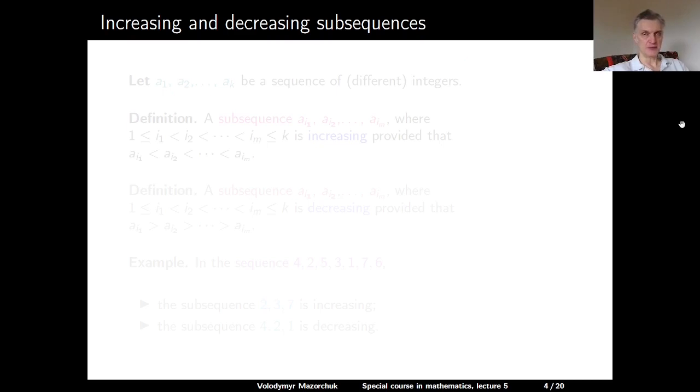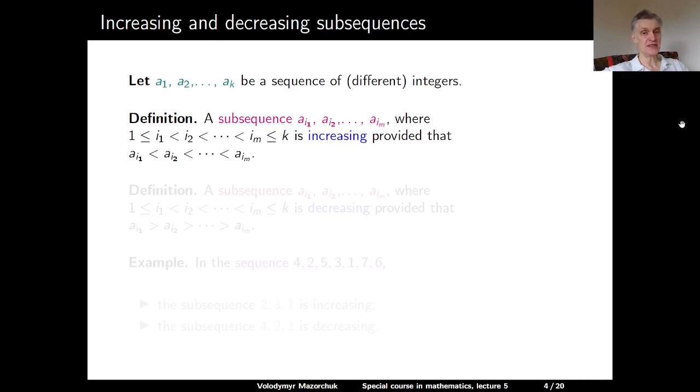Before formulating the main problem, which we will look at today, we have to talk about increasing and decreasing subsequences. Let a1, a2 and so on ak be a sequence of different integers. We will work with integers today. Definition: a subsequence a sub i1, a sub i2 and so on a sub im, where i1 is greater than or equal to 1 and then i2 is strictly greater than i1 and so on. im is the biggest one among these indices and it is less than or equal to k.